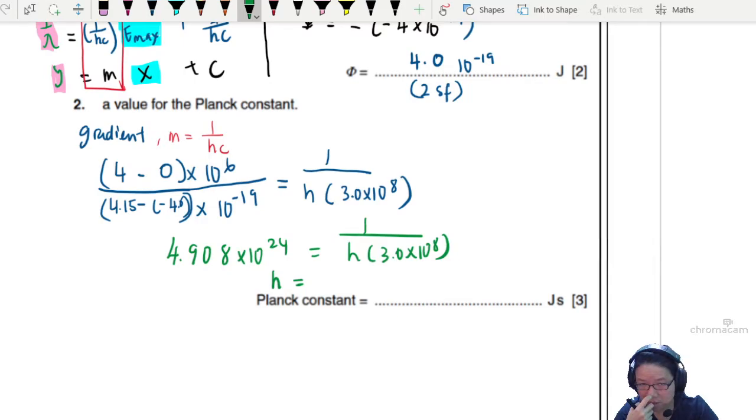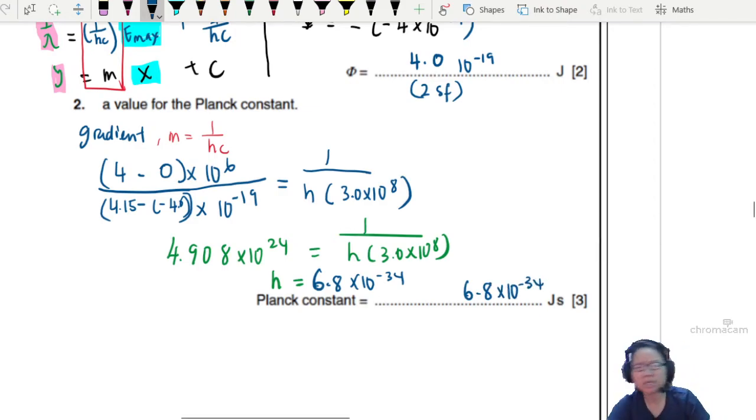We're just going to take 1 divided by the answer, and then divide by 3 times 10 to the power 8. Ta-da! So this one, I got 6.79. I'm just going to round it to 2 SF, okay? So this would be 6.8 times 10 to the power of negative 34.